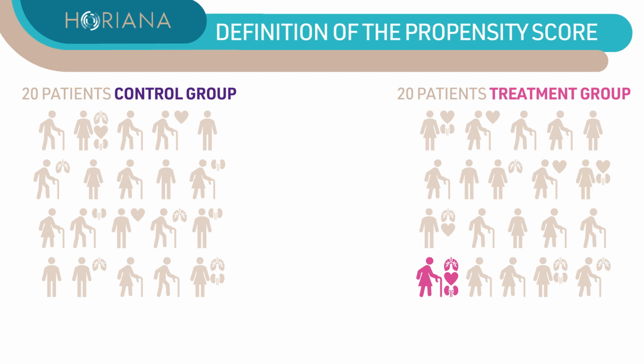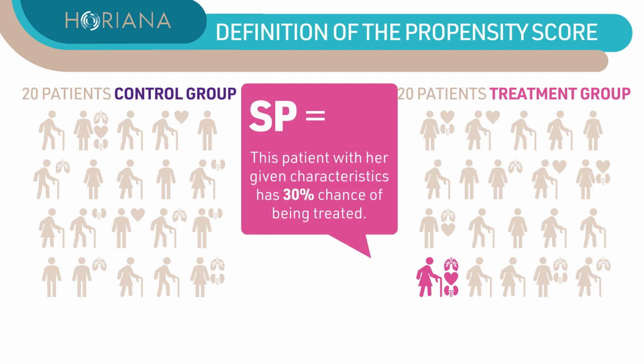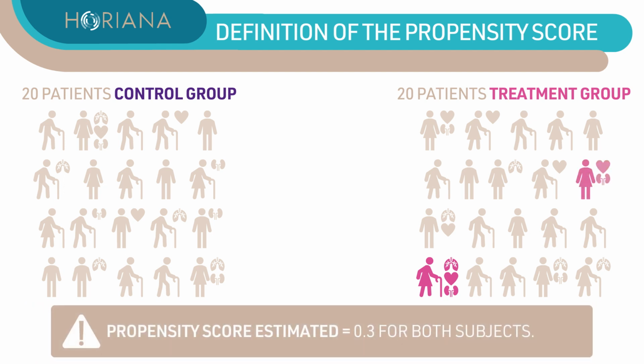Let's suppose that we have estimated the propensity score of this woman in the treatment group, aged 75 years, with the three comorbidities. The value obtained is 0.3. This means that this patient with her given characteristics has a 30% chance of being treated. Note another individual can have the same propensity score but with different characteristics.